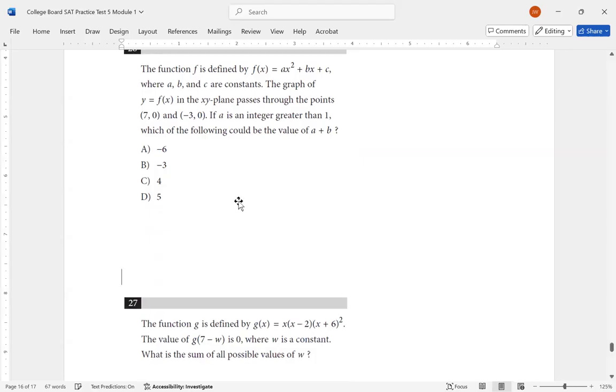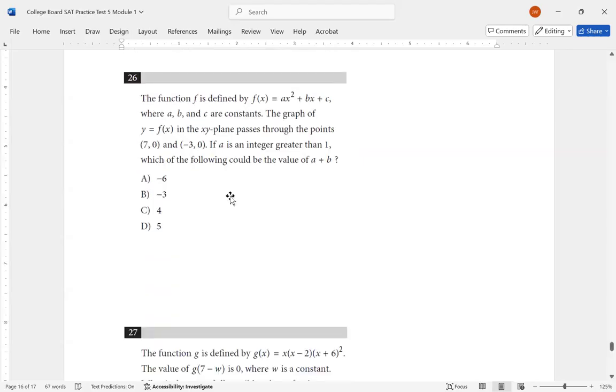Question 26 says the function f is defined by f of x is equal to ax squared plus bx plus c, where a, b, and c are constants. The graph of y equals f of x in the xy plane passes through the points (7, 0) and (-3, 0). If a is an integer greater than 1, which of the following could be the value of a plus b?